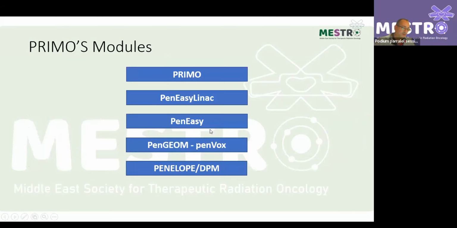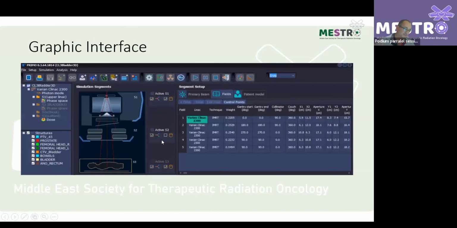PRIMO is composed of PENEASY Linac or PENEASY. They are the main programs that contain different source models, variance reduction techniques, creation of voxel geometry, PenGeom, PenVox, for geometry, and PENELOPE and DPM for physics calculation. Here I just want to show you the graphical interface of PRIMO, which is easy to use. You can do everything here.